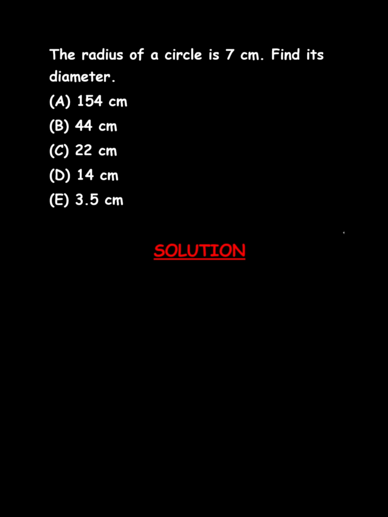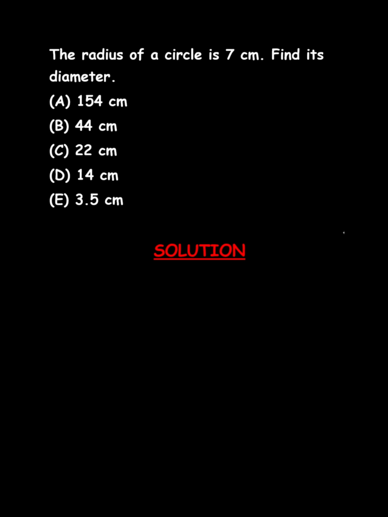The radius of a circle is 7 centimeters. Find its diameter. A. 154 centimeters. B. 44 centimeters. C. 22 centimeters. D. 14 centimeters. E. 3.5 centimeters.